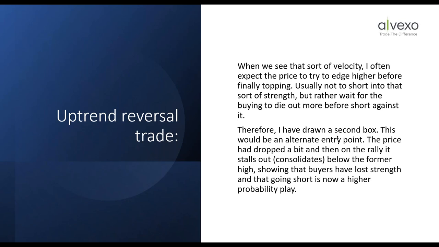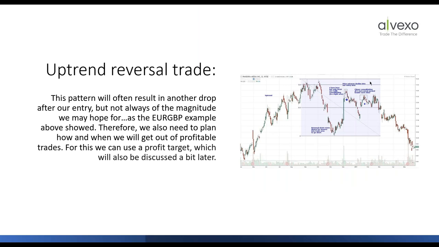Therefore, I have drawn a second box. This would be the alternate entry point. Okay, so here you see the second box. We have the move up, the move down, and now we have the breaking point of this uptrend, and we have the downtrend. This pattern will often result in another drop after our entry, but not always to the magnitude that we hope for.